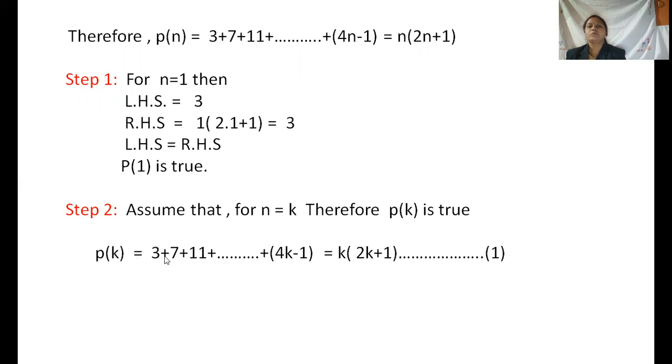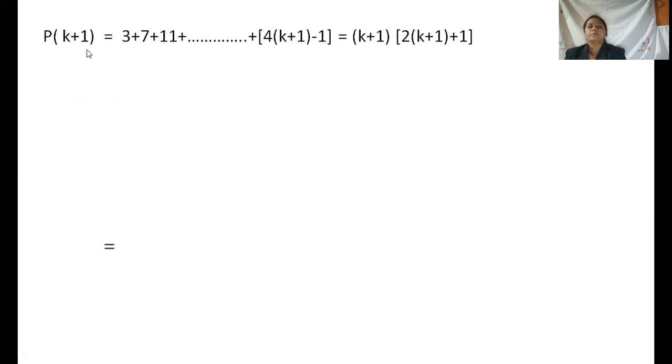P of k is equal to 3 plus 7 plus 11 plus and so on up to 4k minus 1 is equal to k(2k plus 1), equation number 1. Now step number three, we have to prove that P of k plus 1 is true. P of k plus 1 is equal to 3 plus 7 plus 11 plus and so on up to 4(k plus 1) minus 1 is equal to (k plus 1)(2(k plus 1) plus 1).